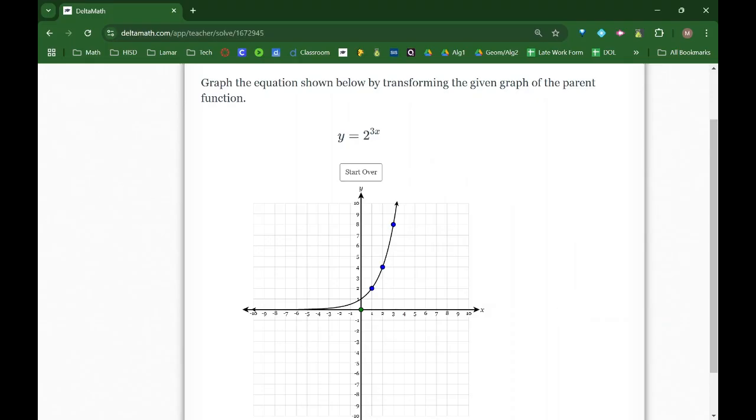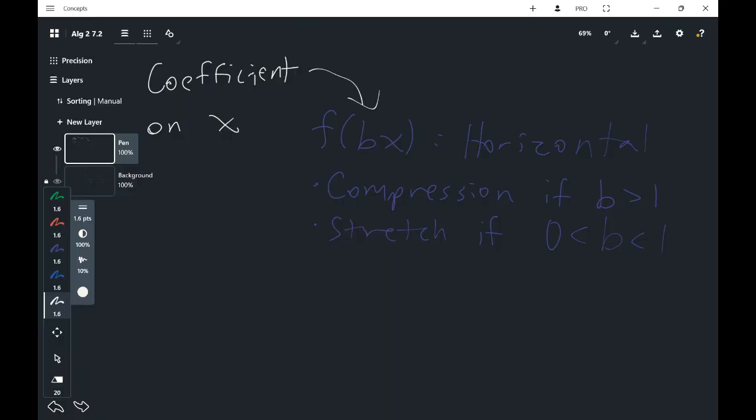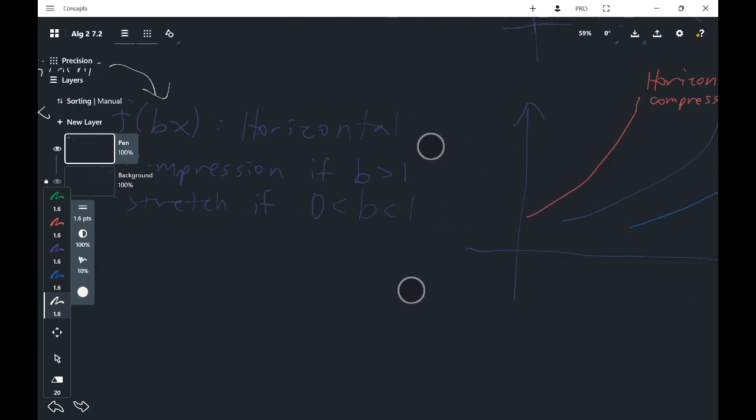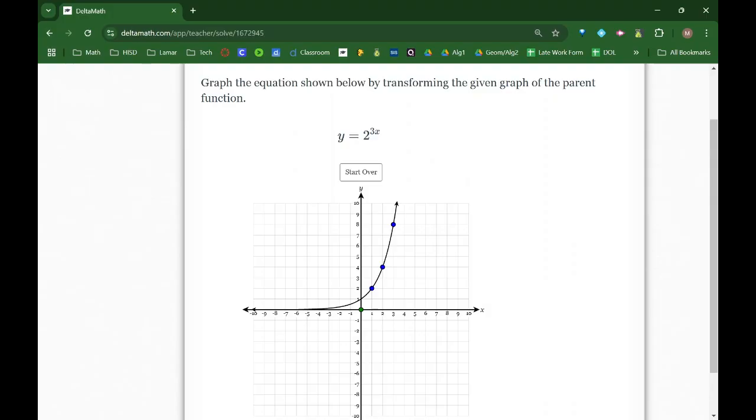So let's try this here. We have a 3 on the inside. That means, well, 3 is bigger than 1, so this is going to be a horizontal compression. And horizontally, remember that's left and right, we're going to compress it to make it thinner. So let's see what that means. I'm stretching in the x direction, so I want to find an x value that's divisible by 3. My only x value that's divisible by 3 here, that's not 0, is 3. I have 3 comma 8.